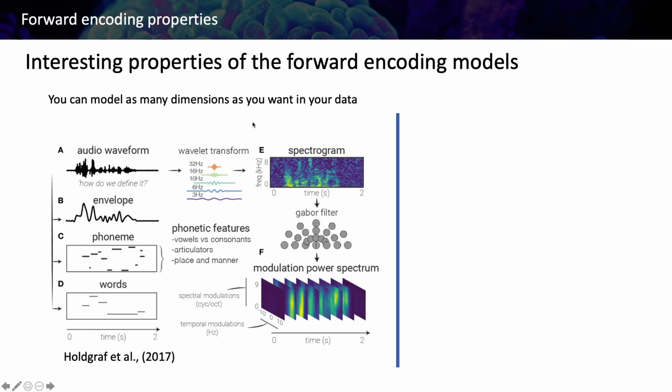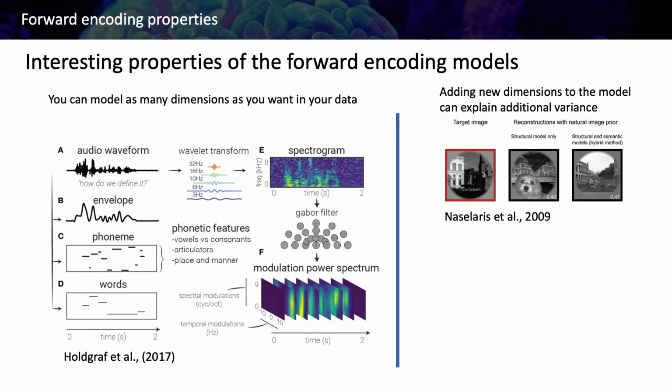So all these features are supposed to produce activity in the brain, so they can easily be introduced in your model, and then you can investigate how much each part of the brain is responding to phonemes, envelopes, words, or the acoustic characteristics of the stimulus. Adding new dimensions to the model can help to explain additional variance.